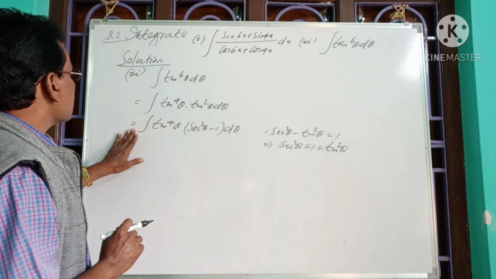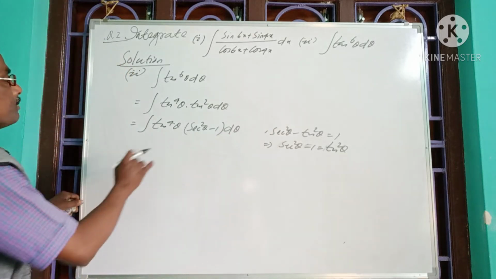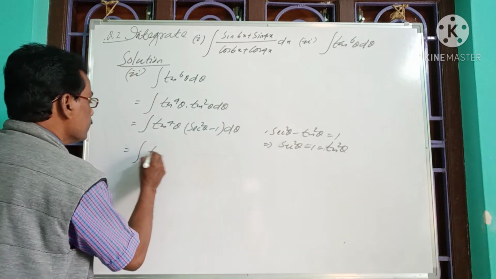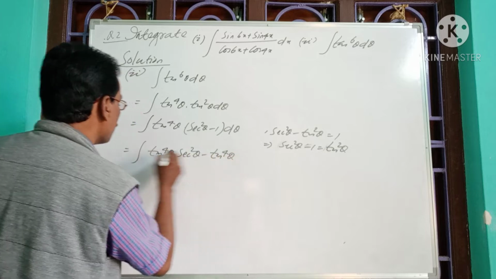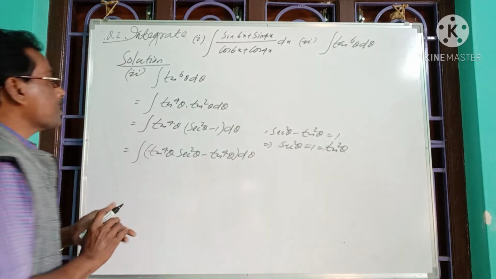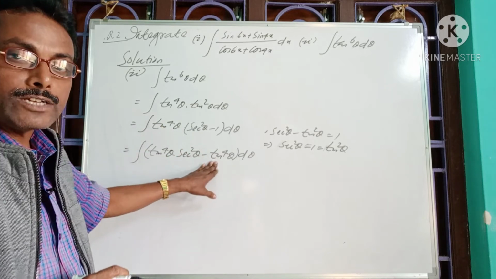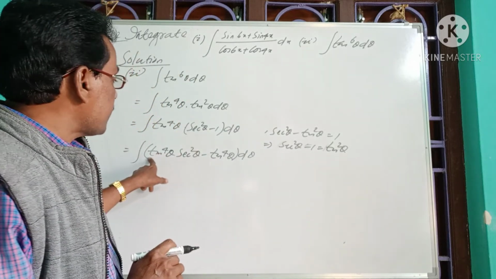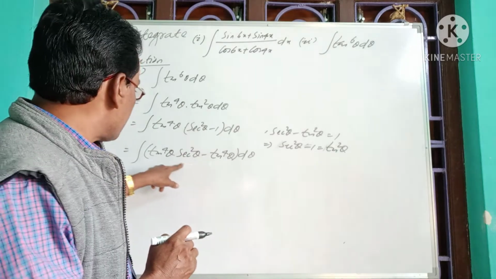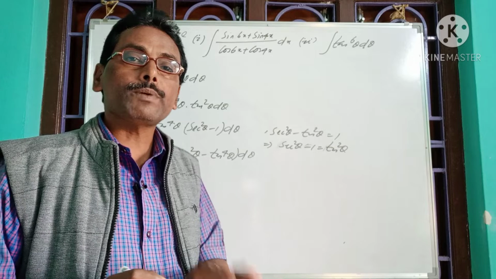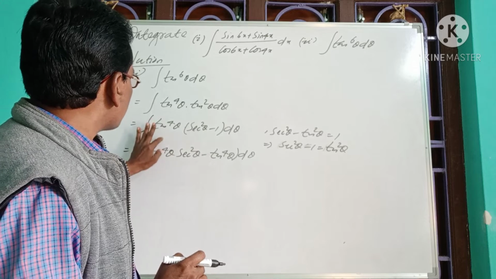So we got the integration of tan to the power 4 theta into sec square theta minus 1 with respect to theta. Now multiplying, we have the integration of tan to the power 4 theta into sec square theta minus tan to the power 4 theta, with respect to theta. After one transformation, the first integrand is integrable by the method of substitution, because the derivative of tan theta is sec square theta. But the second function, tan to the power 4 theta, is not integrable. So again we have to break it, keeping aside tan to the power 4 theta into sec square theta.